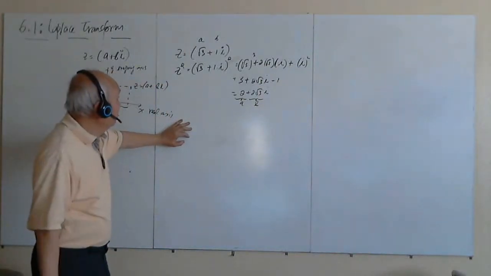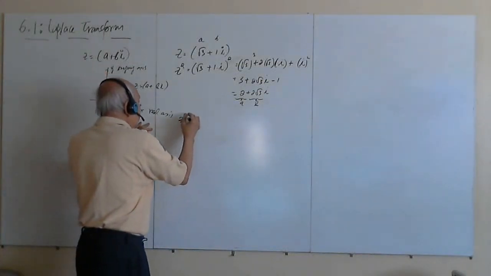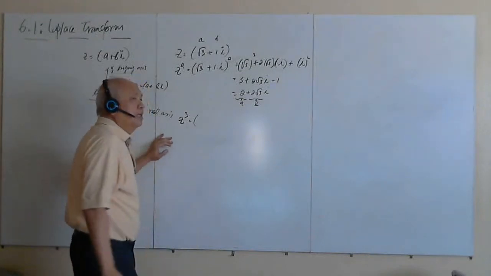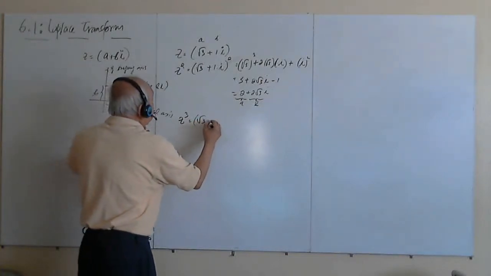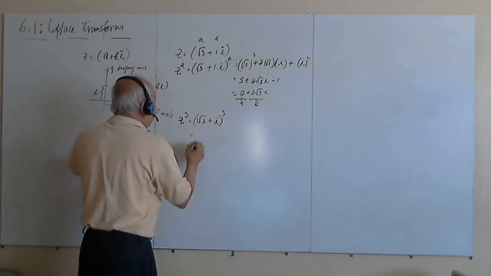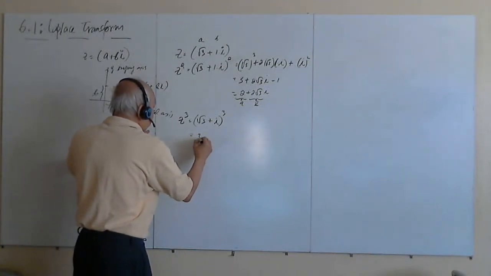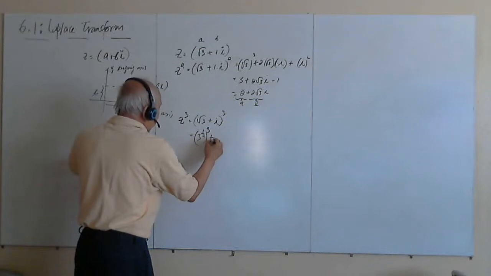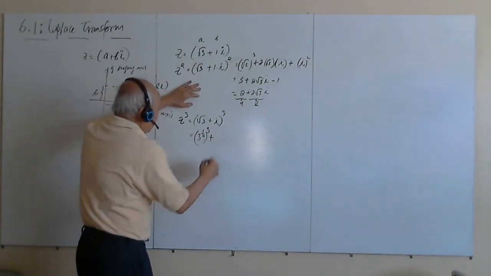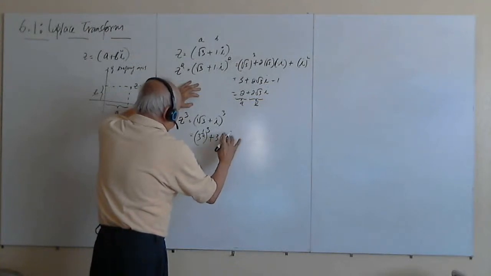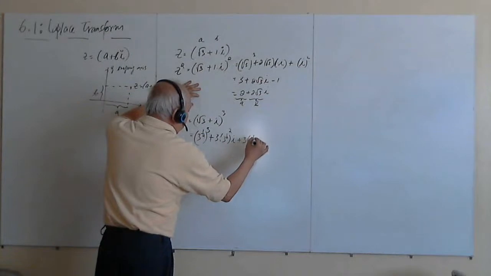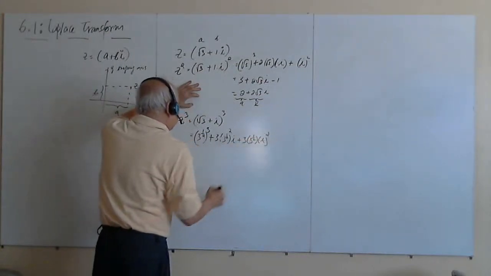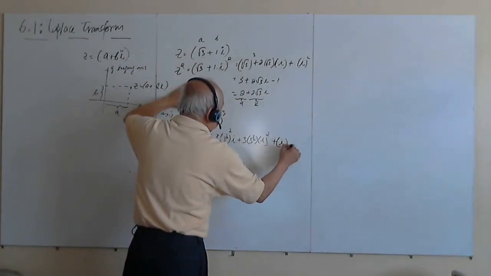Now, if you have to calculate, let's say, z to the third, this one here is going to be a little bit involved, but still doable. I have square root of 3 plus i cubed, which is going to be equal to square root of 3 cubed according to the binomial formula, and then 3 times square root of 3 squared times i, and then plus 3 times square root of 3 times i squared, and then plus i cubed. Am I correct?